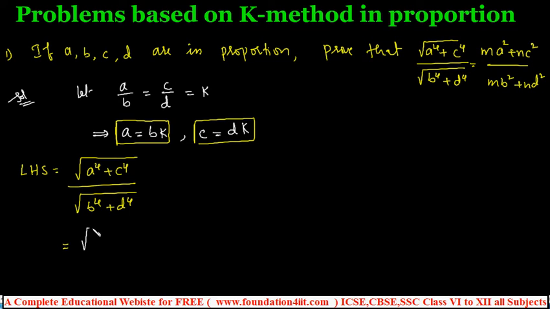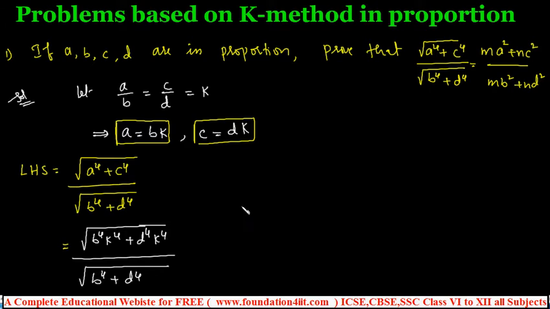That is the square root of a to the power 4. In the place of a, b into k. a to the power 4 is b to the power 4 and k to the power 4, plus c to the power 4, that is dk. So d to the power 4 into k to the power 4. We can write the denominator as it is, not changing: b to the power 4 plus d to the power 4 as it is.